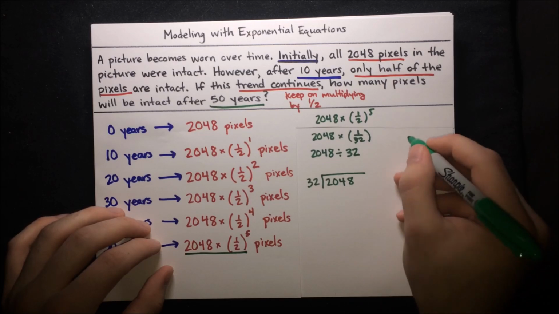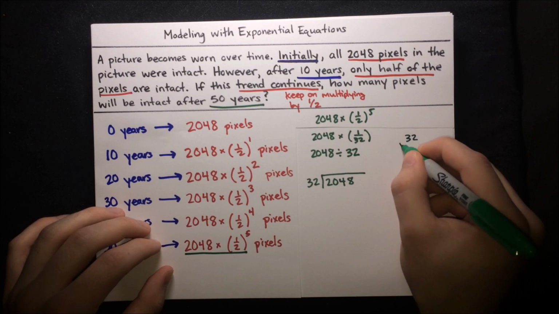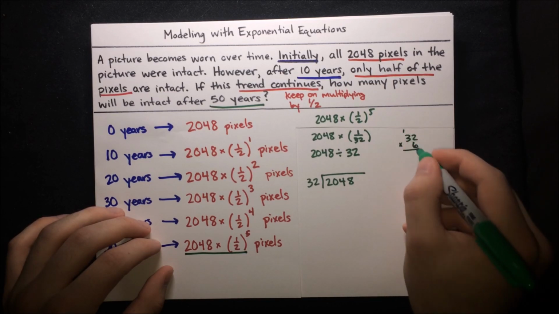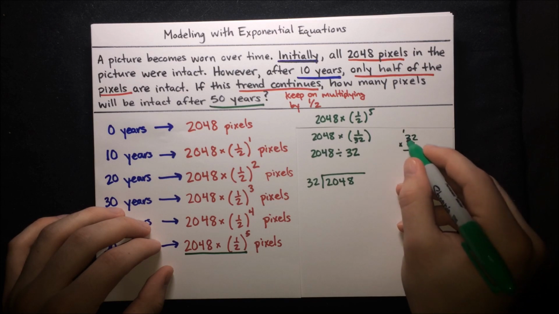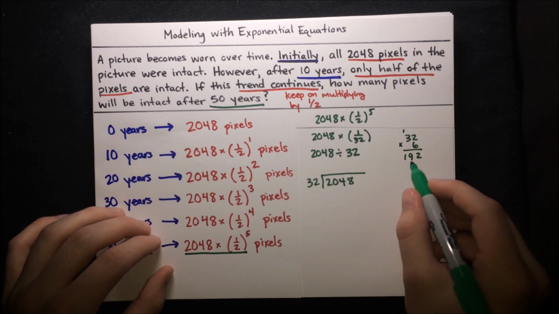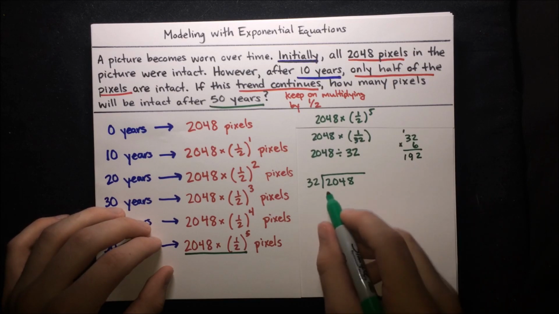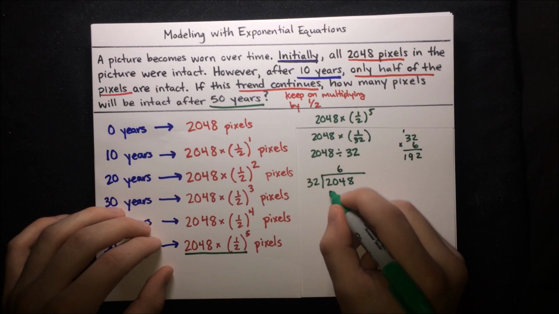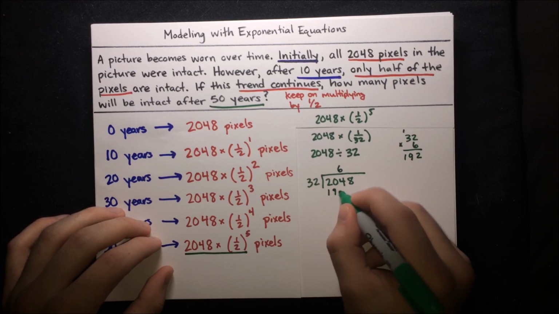So let's try 6. Let's do 32 times 6. 6 times 2 is 12, and then 6 times 3 is 18, plus 1 is 19. 192. Yeah, we can't fit another 32 in because we'd go over 204, so 6 is our number here. 32 times 6 is 192.